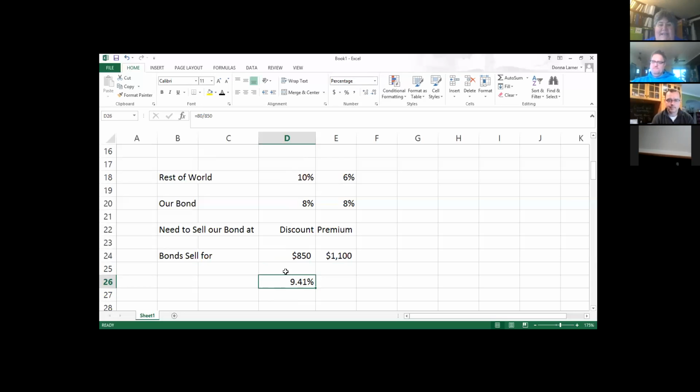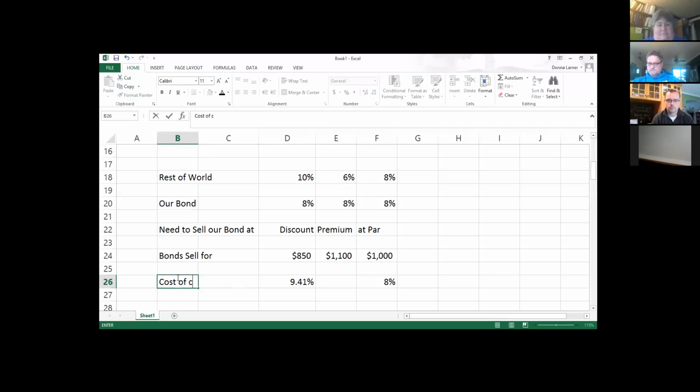But what we're looking at is if they tell you a bond is selling for exactly $1,000, the fancy term for it is at par. It just means I'm going to sell it for the price that's marked on it. I'm not going to raise the price. I'm not going to lower the price. That bond is earning 8% interest. That's its cost of capital. Where the cost of capital here is 9.41. Okay, does that make sense?